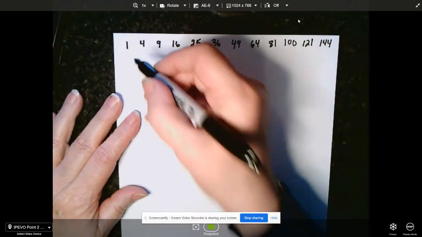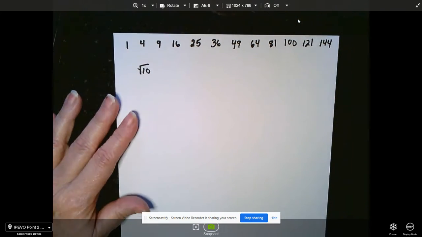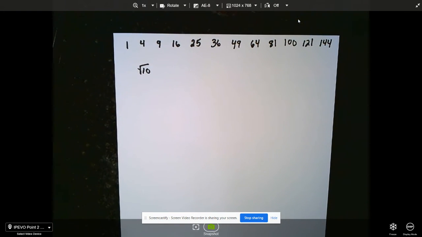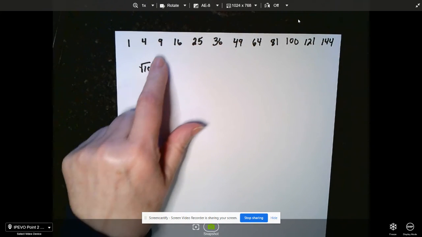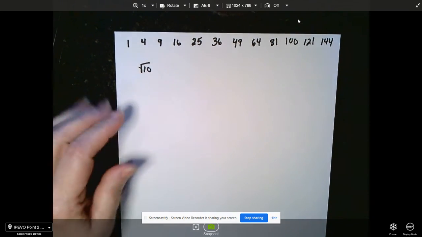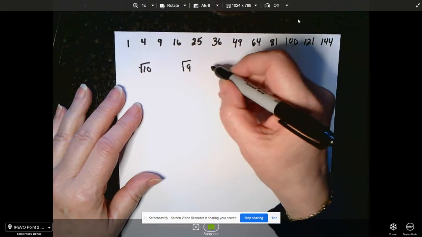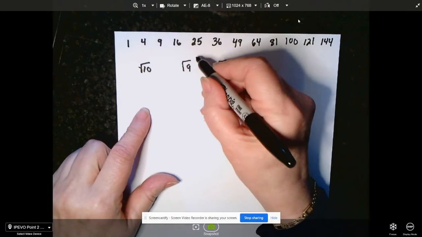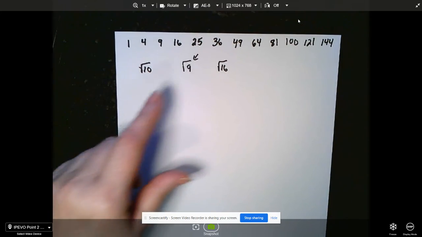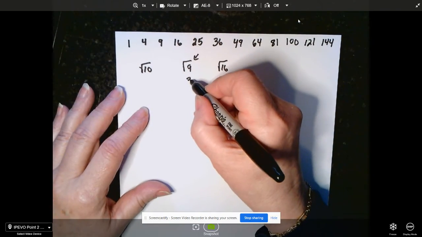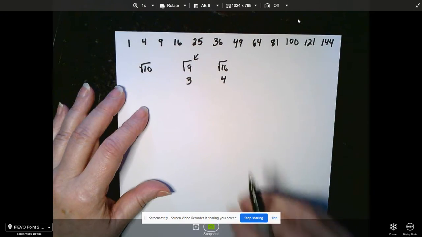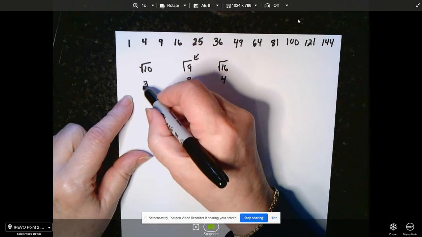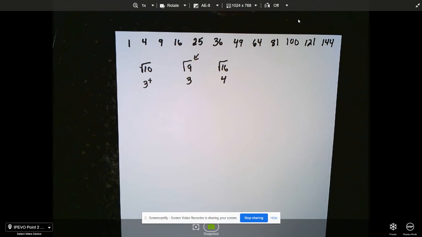So now let's say we had something like the square root of 10. Well, I know that 10 is going to be between 9 and 16. So I know the square root of 10 is going to be somewhere between the square root of 9 and the square root of 16. Closer to the square root of 9, much closer. Well, I know the square root of 9 is 3 and the square root of 16 is 4. So I know that the square root of 10 is going to be a little bit more than 3. I don't know exactly what. I'm just estimating at this point. But I know that it's going to be between 3 and 4, closer to 3.